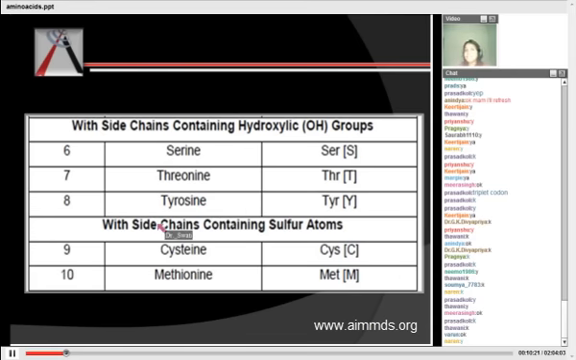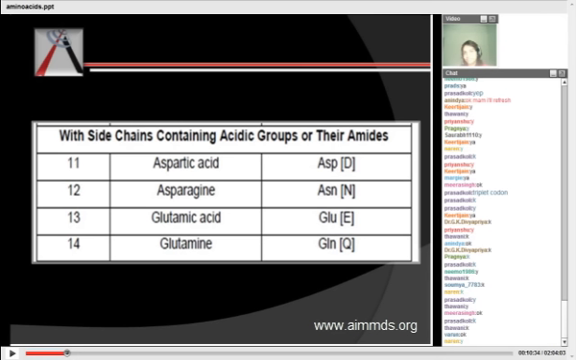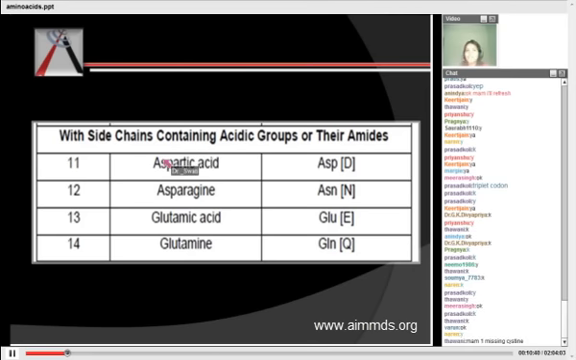Then the ones containing sulfur atoms. This is a very important one, very commonly asked in MCQ. In that we have cysteine and methionine. Cysteine and methionine are the sulfur containing amino acids. Then the ones which have the acidic group, this is a simple one. In that we have aspartic acid, asparagine, glutamic acid, glutamine.